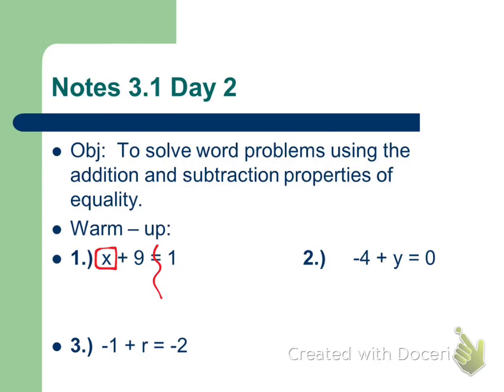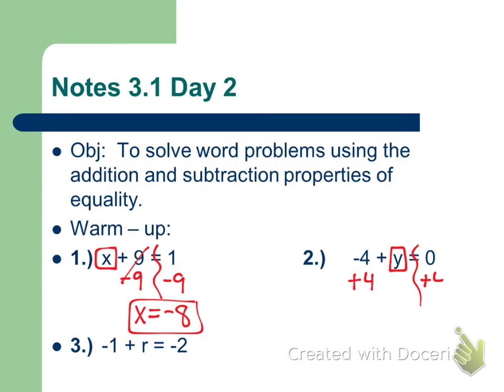Ellie, what would you do on number 1? I like that idea. And perfect. X equals -8 would be our answer. Alright, number 2. Box my variable, separate my equation. May, what did you do next? Add 4 on the side. Add 4, I like it. So you got y equals? +4. Wonderful.